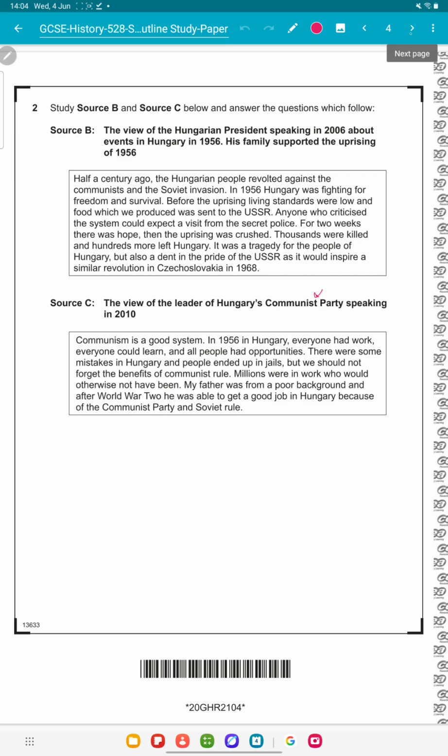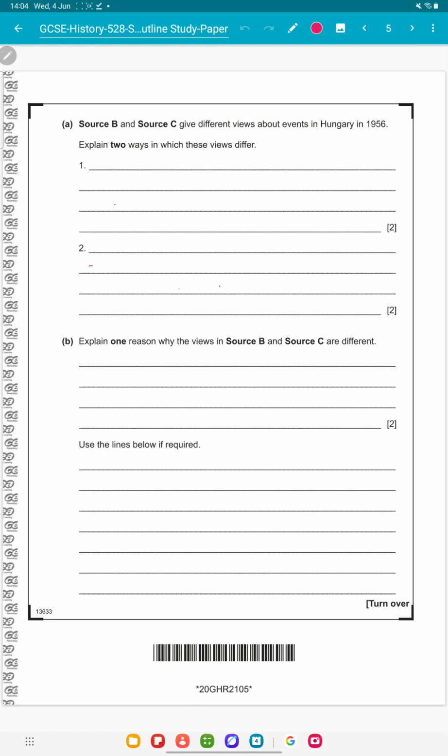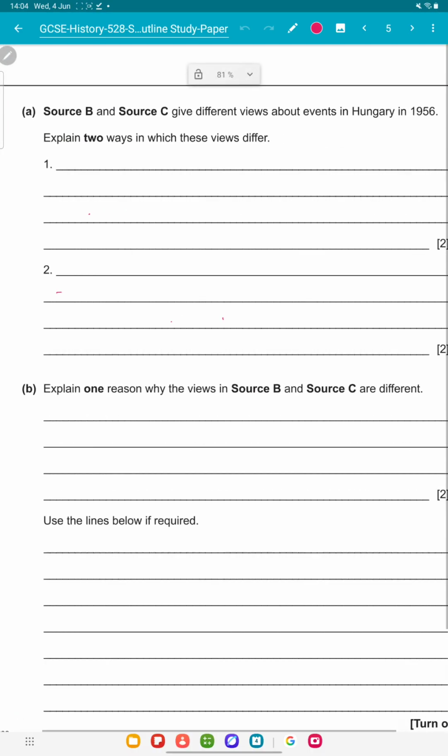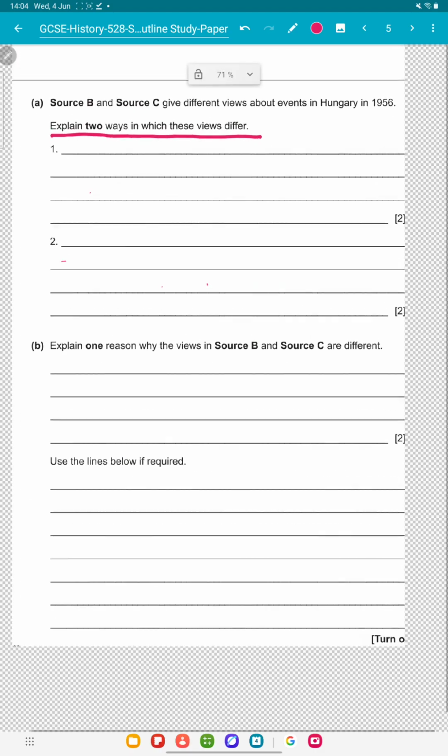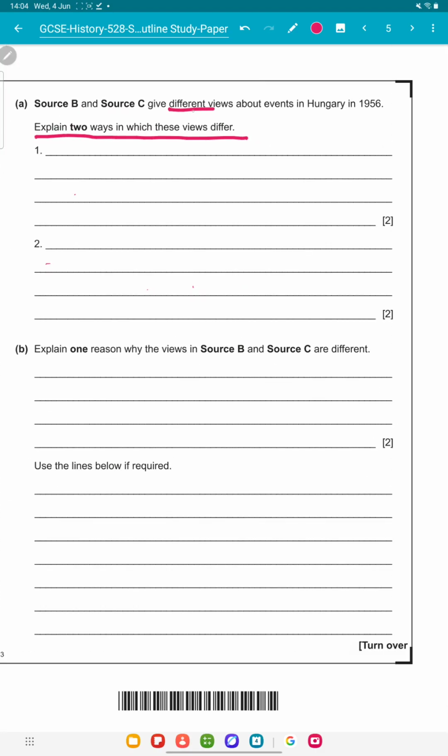Question two uses these two sources, source B and source C. And the first part of question two says, explain 2 ways in which these views are different. It says source B and C give different views about the events in Hungary. Explain 2 ways they're different. Now remember about the 2 ways.